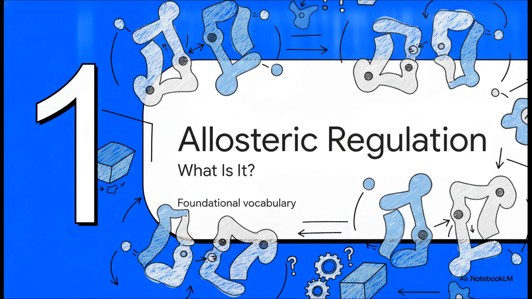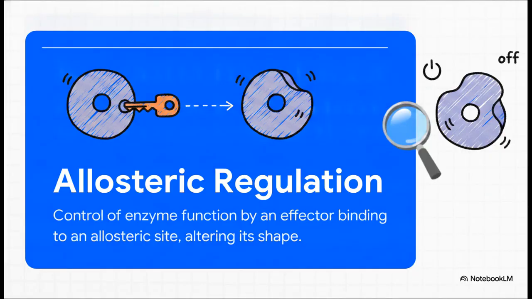All right, section 1, what is allosteric regulation? Before we get into the nuts and bolts, let's establish our foundational vocabulary. Let's break this definition down nice and clearly. Allosteric regulation is the control of enzyme function by the binding of an effector molecule to an allosteric site, which causes a conformational change that affects enzyme activity.